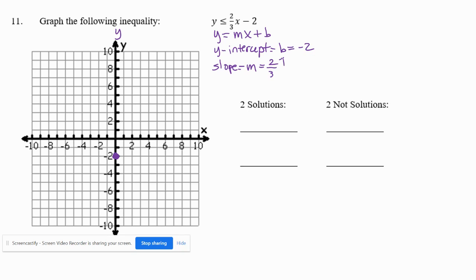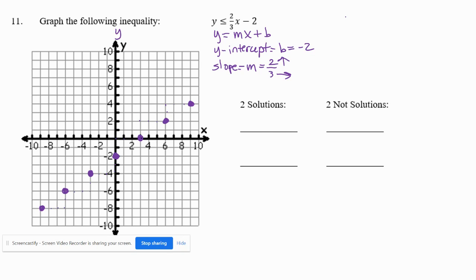The 2 in the numerator tells me to go up. The 3 in the denominator tells me to go to the right. So up 2, right 3, up 2, right 3. Okay, following the pattern backwards, instead of going up 2, we're going to go down 2. Instead of going to the right 3, left 3, down 2, left 3.